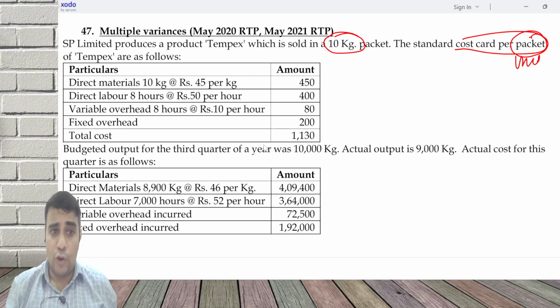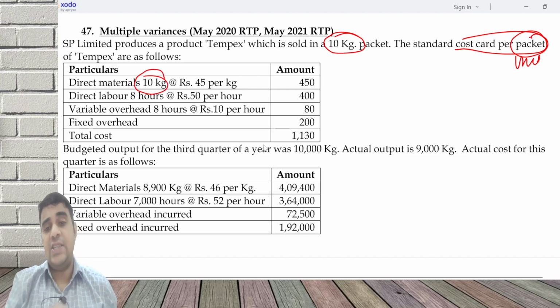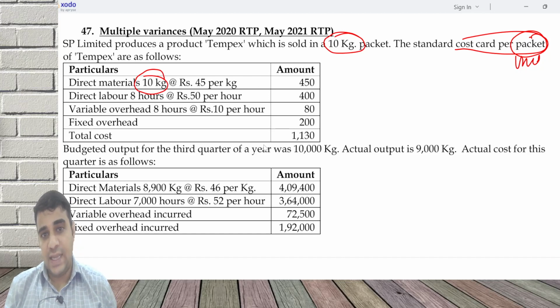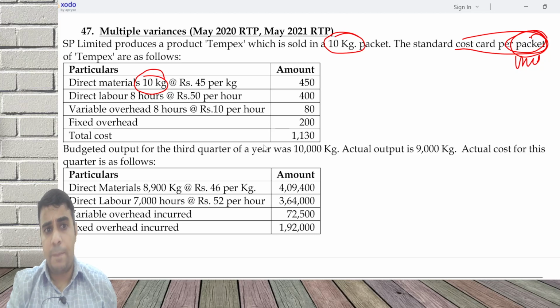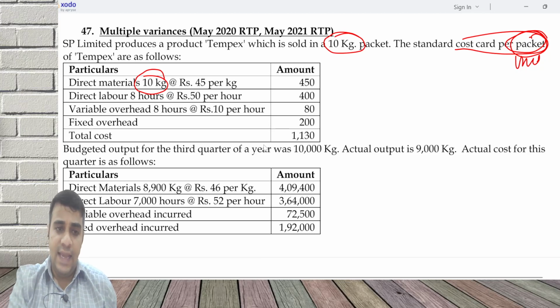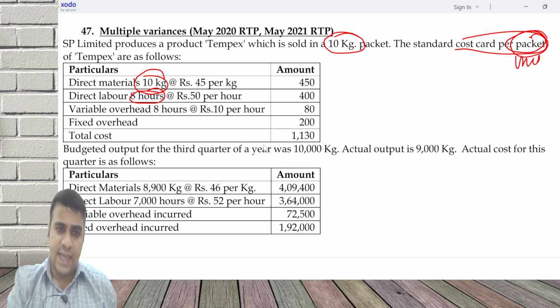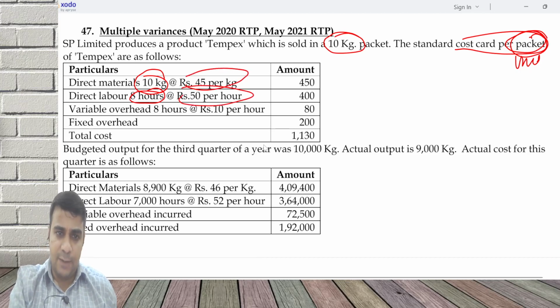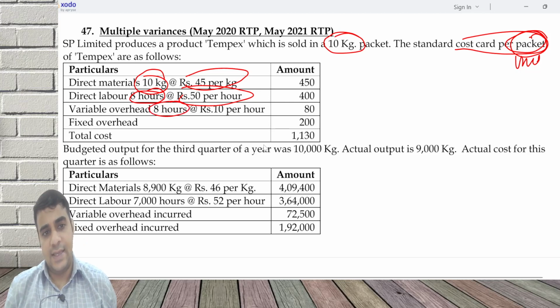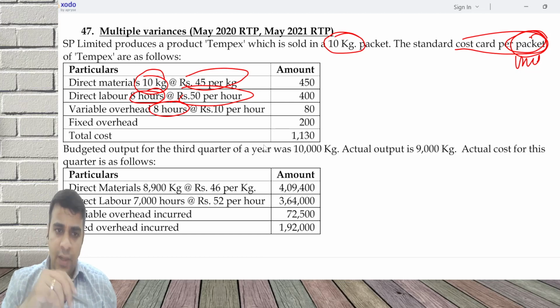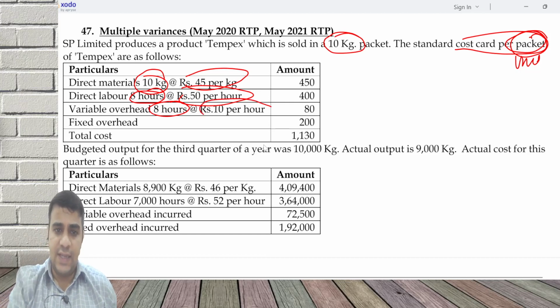So the input output ratio is 10 kg is to 10 kg. Input is 10 kg, output is also 10 kg. It is not 10 is to 1, it is 10 is to 10, because they have given the standard cost card per packet. Labor 8 hours is equal to 10 kg. Standard rate per hour is 50. Standard price is 45. Variable overhead 8 hours is equal to 10 kg, and this is 10 per hour.